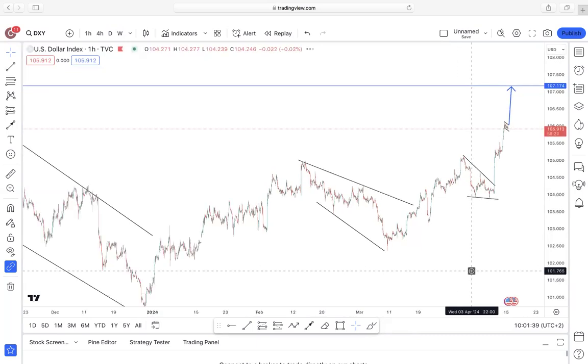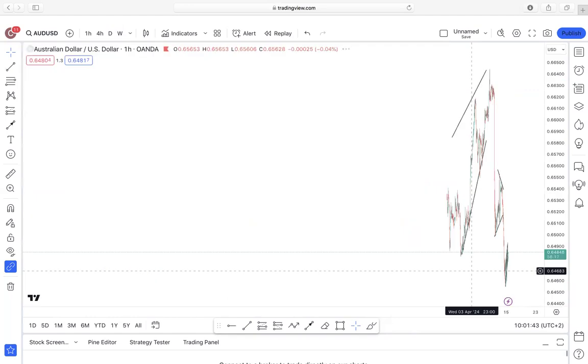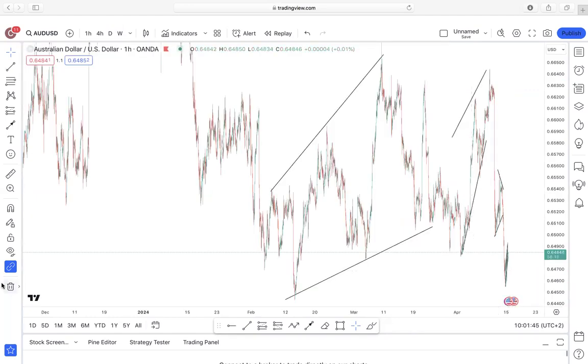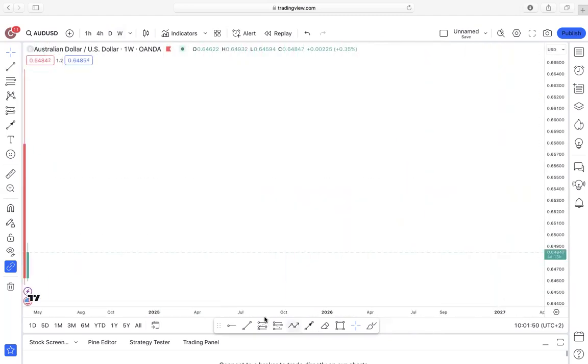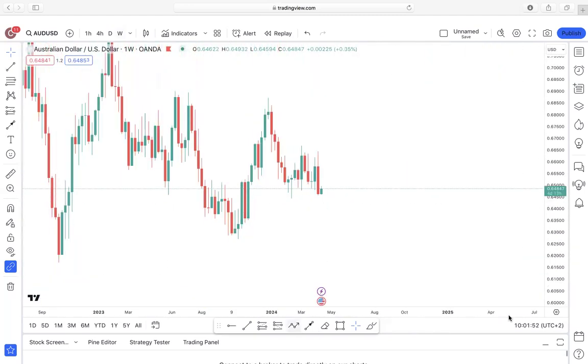So now that we do have a sense of bias on the dollar, let us jump into our Forex pairs. Now, the first pair that you have on our wish list is the Australian dollar over the US dollar. So in this one, let us start on the weekly and work our way down onto our lower time frames.